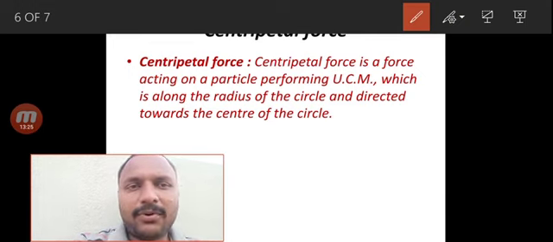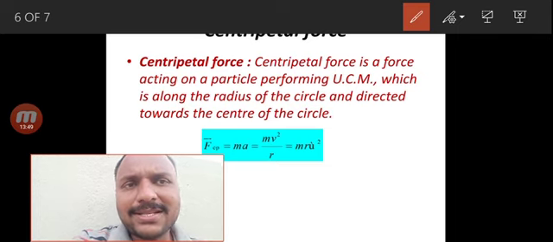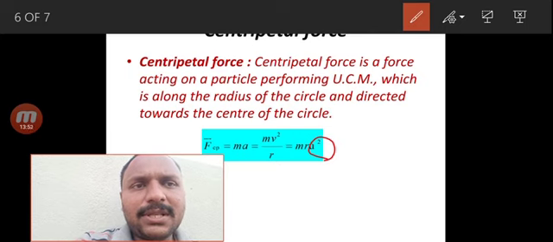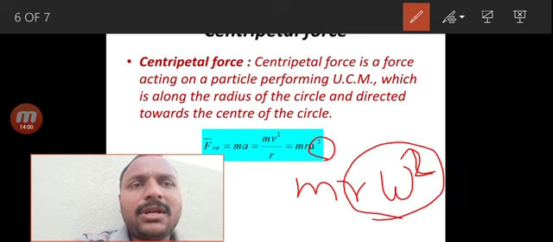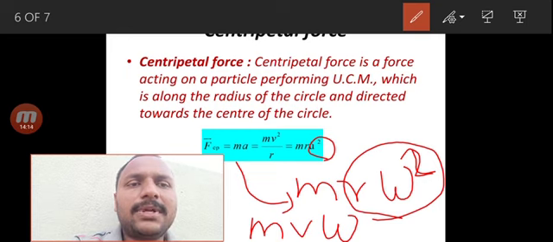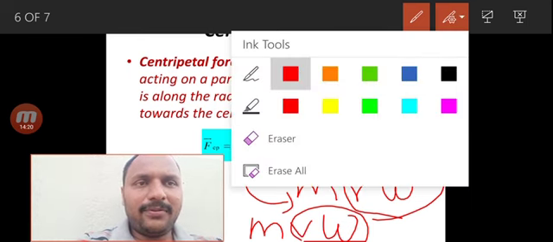Here we know the formula of this one. F = mv²/r. Here we only write the value of acceleration, v²/r, with m as it is. Also F = mrω². Here we substitute the value of acceleration, m as it is, and the value rω². Also we can write this formula as F = mvω, because the other value of centripetal acceleration is vω. These are the formulas for that.